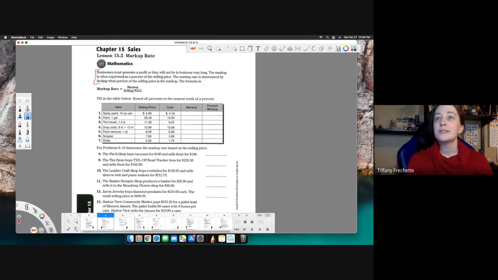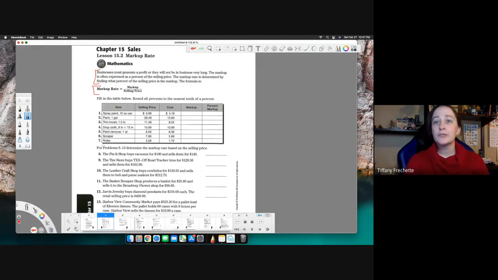So businesses must generate a profit or they will not be in business very long. The markup is often expressed as a percentage of the selling price. The markup rate is determined by finding what percent of the selling price is the markup. The formula is: markup rate equals the markup divided by the selling price. So most of this page is pretty easy. We're only going to go through a couple of these and call it good, and I'm going to let you guys do the rest of it.